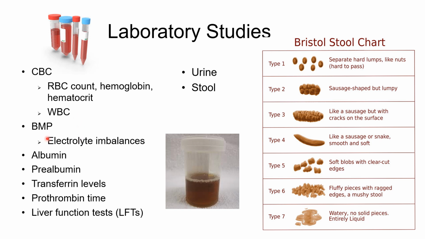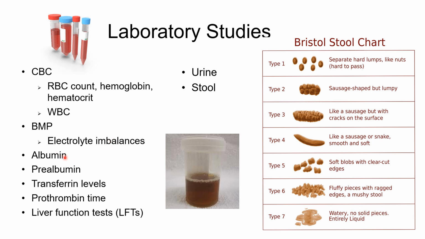Then we have our basic metabolic panel, which is a BMP. Here we would focus on our electrolytes, and that's because our colon absorbs water and electrolytes. So if we have something wrong with our colon, then that can lead to imbalances. So we definitely want to check those.